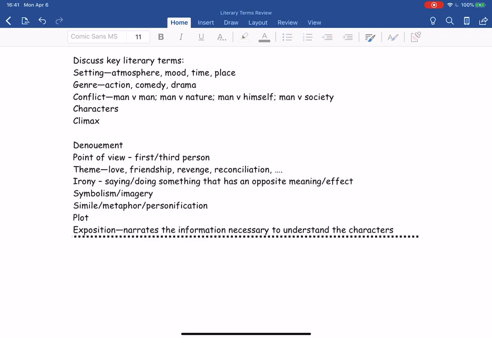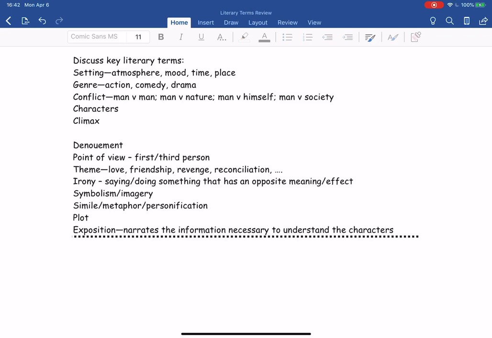Next would be the genre. The genre just means what kind of novel is it? What kind of piece of literature is it? Is it an action? Is it a comedy? Is it a drama? Is it a horror? Is it a documentary, autobiography, things like that? So I want you to think about what genre you think To Kill a Mockingbird is.